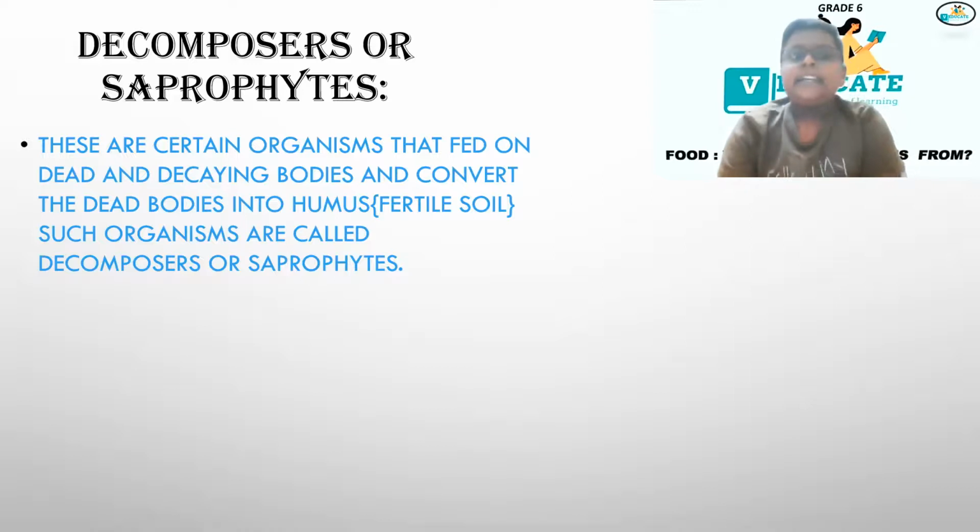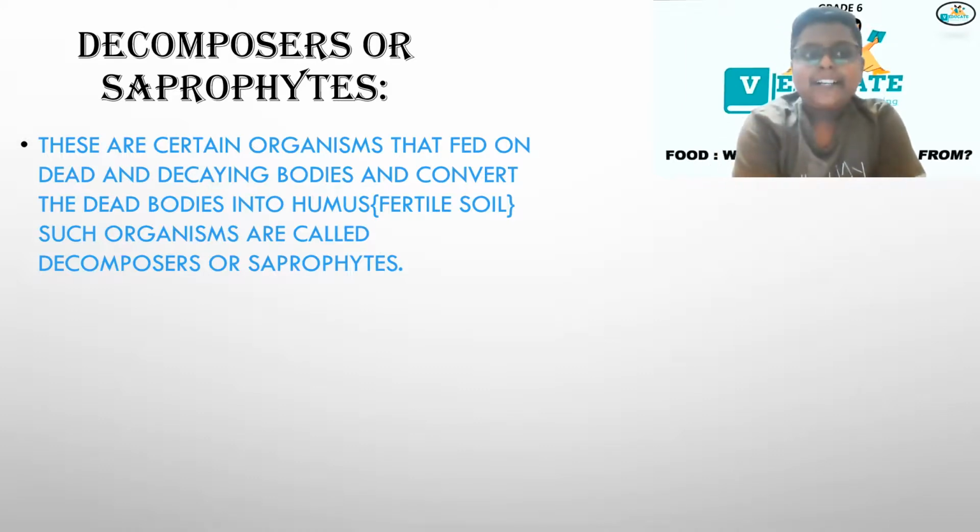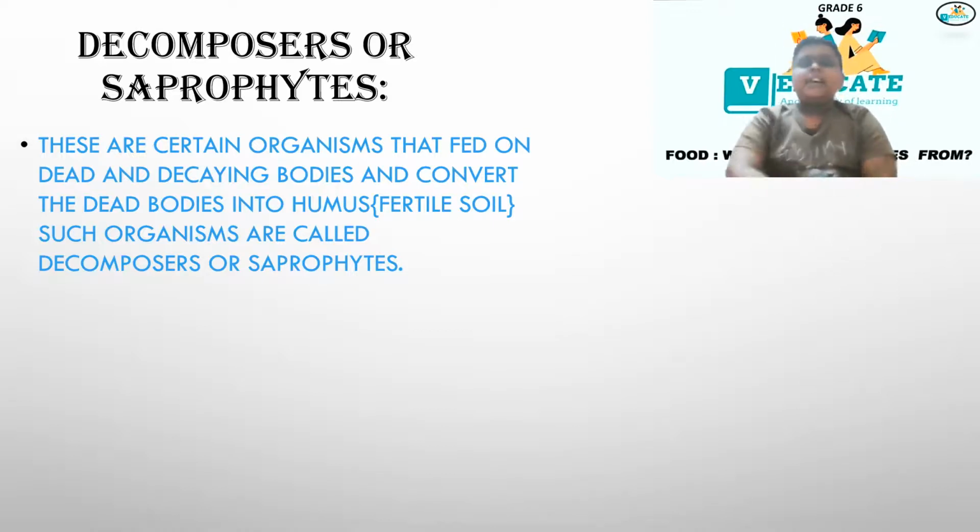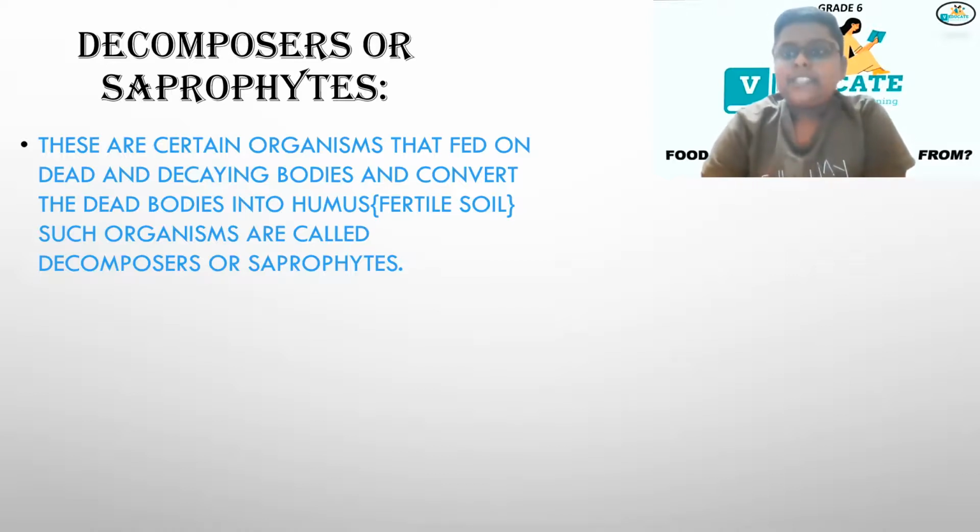I will repeat it. These are certain organisms that feed on dead and decaying bodies and convert the dead bodies into humus, also called fertile soil. Such organisms are called decomposers or saprophytes. Some organisms feed on the dead or decaying body and convert it into humus. Humus means fertile soil, which makes the plant strong.